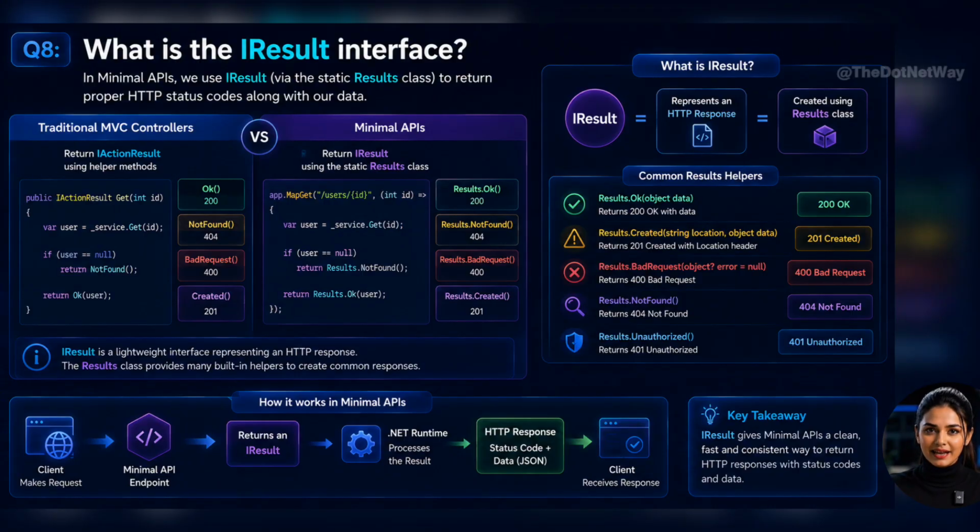In that last example, you used Results.Created. What is IResult? In MVC controllers, we usually return an IActionResult, such as Ok, NotFound, or BadRequest. In minimal APIs, the equivalent is the IResult interface, which is created by using the static Results class. It lets us return the appropriate HTTP status code along with the response data.